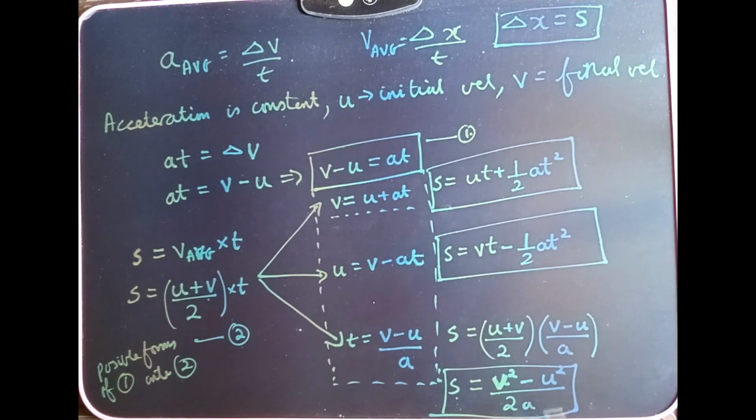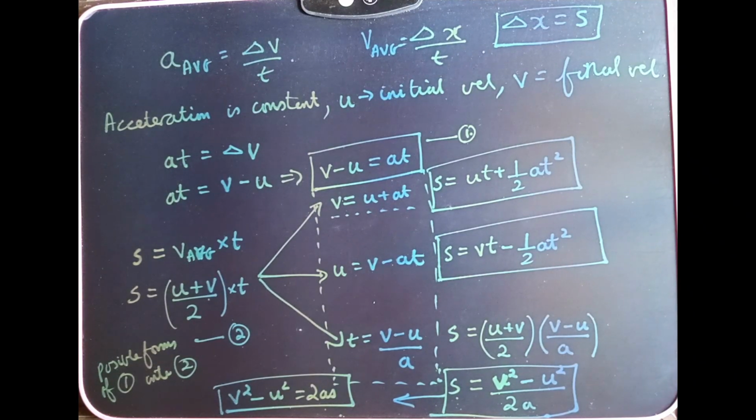This can also be written as v square minus u square is equal to 2as. This is the other representation of the kinematic equation. I hope so far so good.